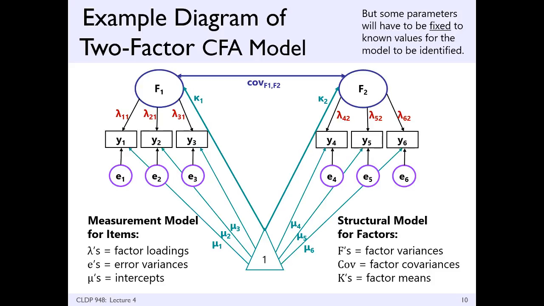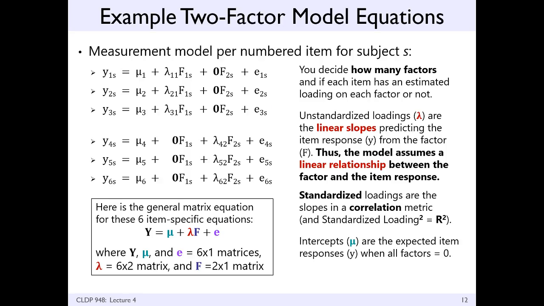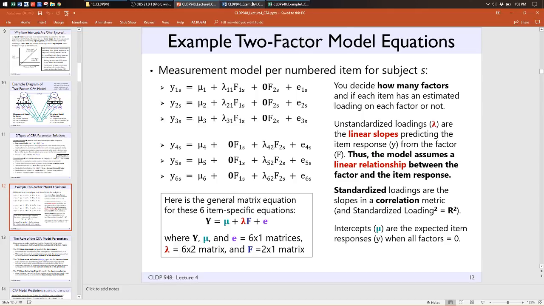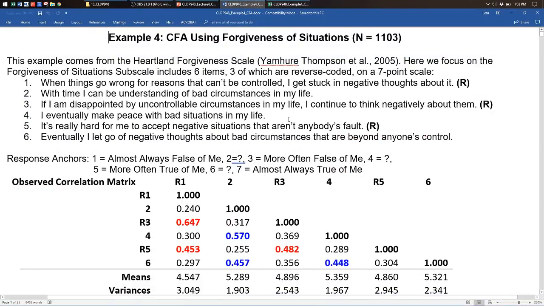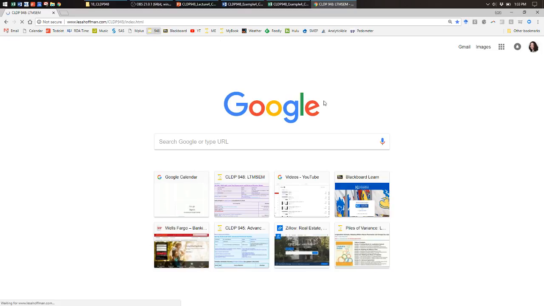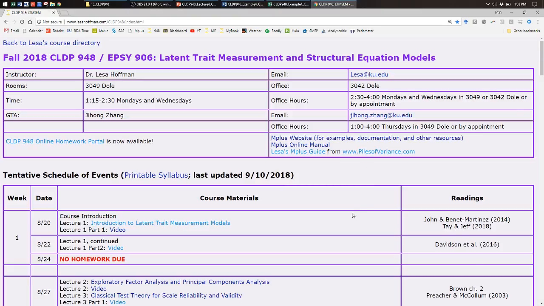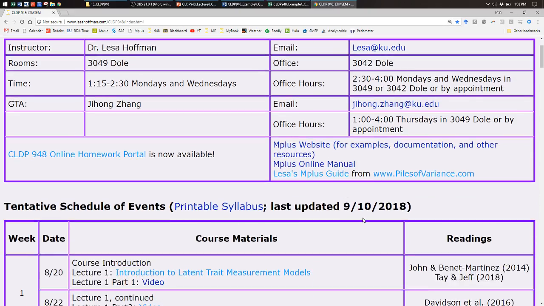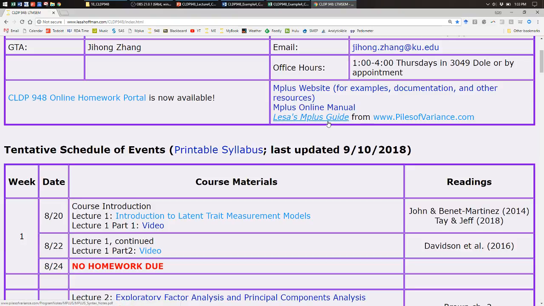Okay. So I want to go back to M+ in example 4, because I think that putting numbers on this is going to help get these ideas in a way that just talking about them abstractly is less useful for. I mentioned something at the end of class that I realized I had already put on your webpage for the class. At the top of the webpage for the class, there is a link to Lisa's M+ guide from pilesofvariance.com.